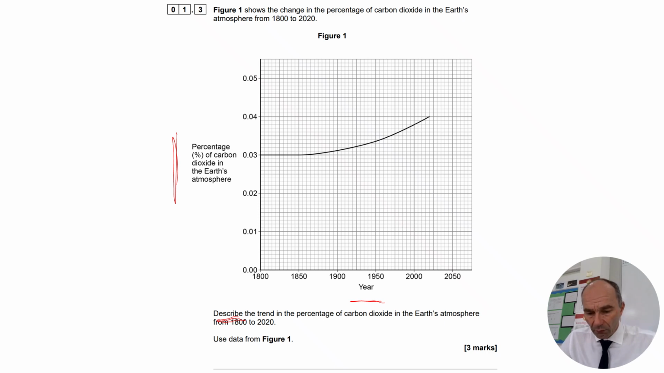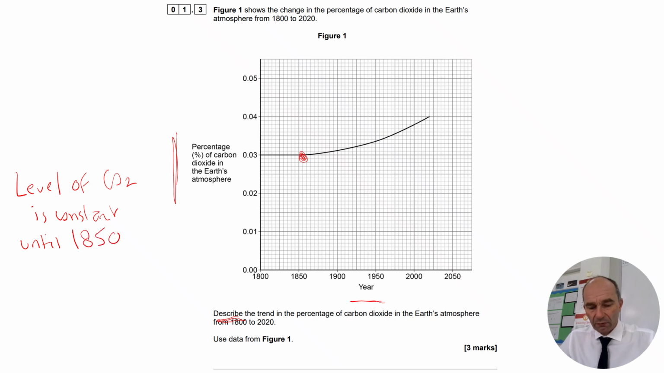Now, to begin with, the line is flat. So it means that the level of CO2 is constant until, I would say, it starts to change around about here, until about 1850. After that, it then increases up to 2020.